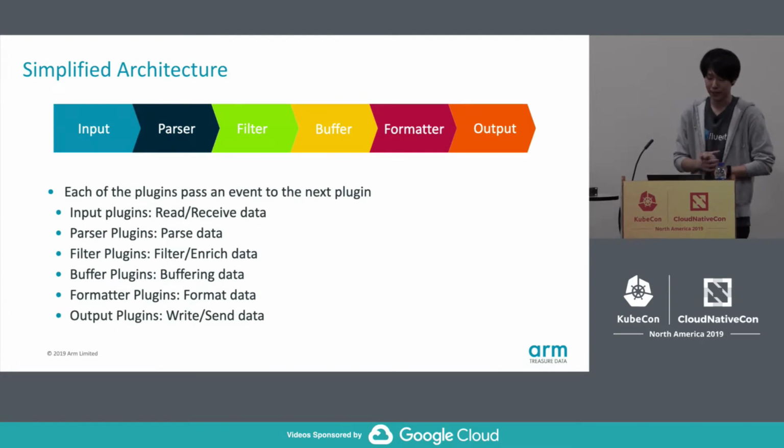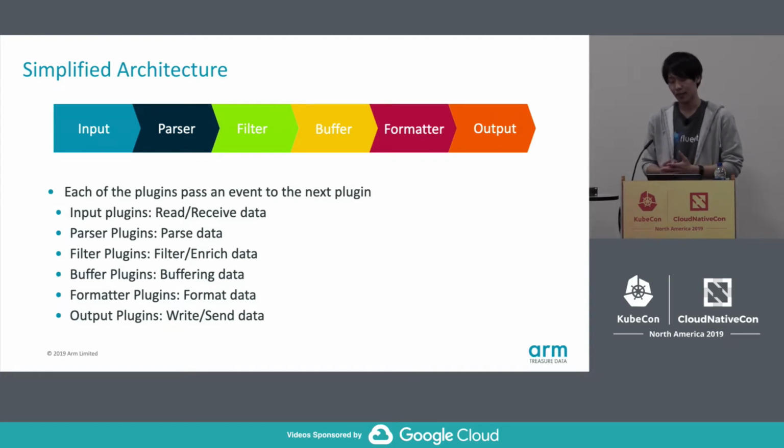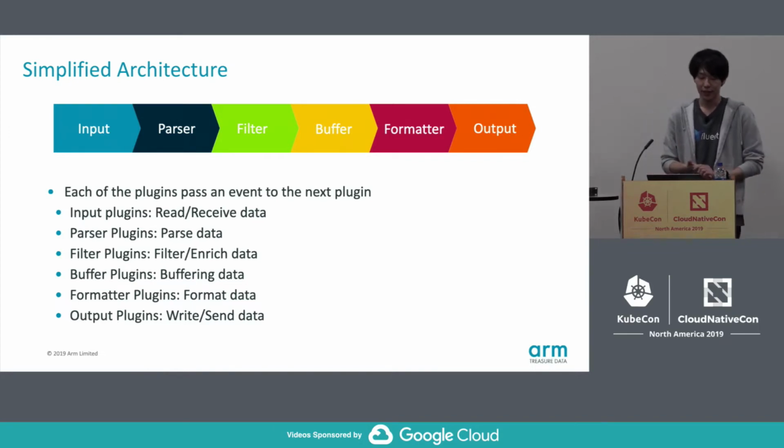Next is the plugin part. There are 6 types of plugin: input, parser, filter, buffer, formatter, and output. Each plugin passes data to the next plugin. So input passes data to the parser, parser passes the data to filter, and so on.